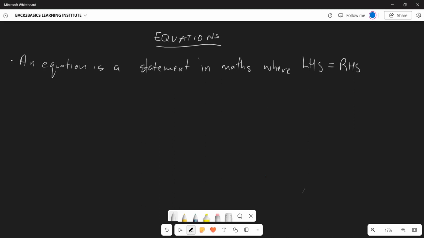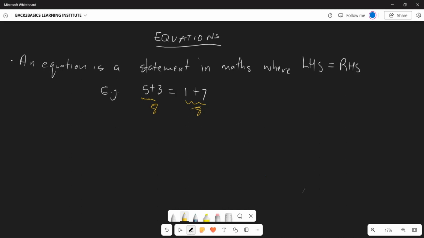Now, for example, I know this might not make sense, so let's say you have 5 plus 3. 5 plus 3 is the same as 1 plus 7. Which means this side, your left-hand side, is equal to your right-hand side. So what we are hoping to achieve when we are doing equations is to make sure that your left-hand side has a value that is equal to your right-hand side. That is what an equation is.